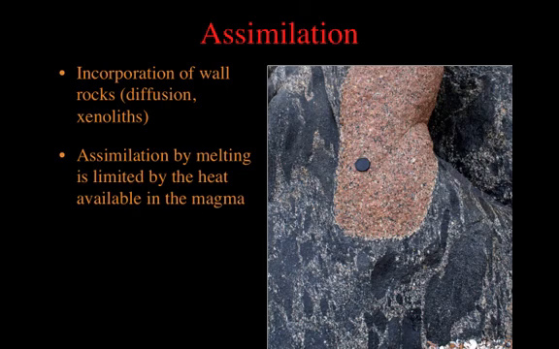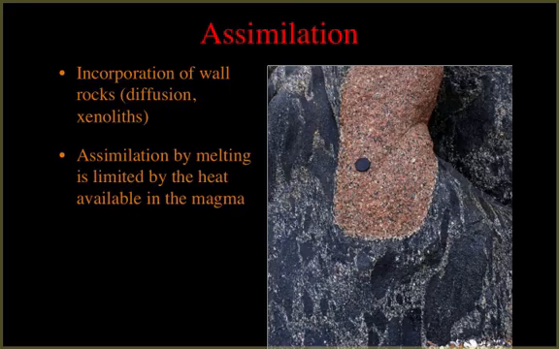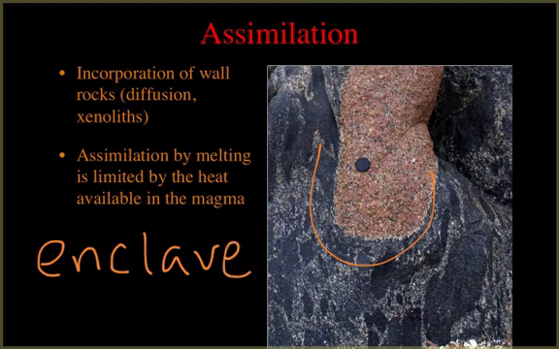We see assimilation or incorporation of wall rocks. These can be called xenoliths, so xeno meaning foreign, like a xenophobe, lith meaning rock. It's a different composition. It's come from somewhere else. If you know that it is unrelated to the igneous rock that it fell into, then you can call it a xenolith. If you don't know its origin, but you see a strange rock within another igneous body, you can call it an enclave, a more generic term that doesn't suggest anything about the source of that rock.